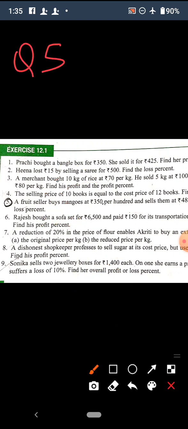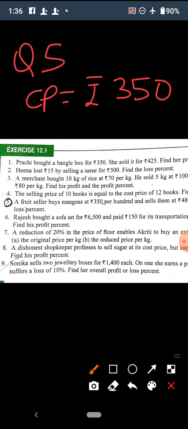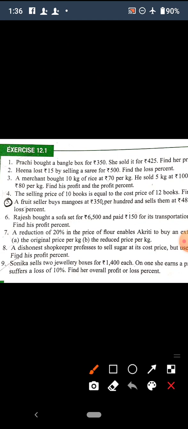Rajesh bought a sofa set for rupees 6500. Okay, so what is the cost price of the sofa set? That is rupees 350. Now question number 5 we are doing, sorry.